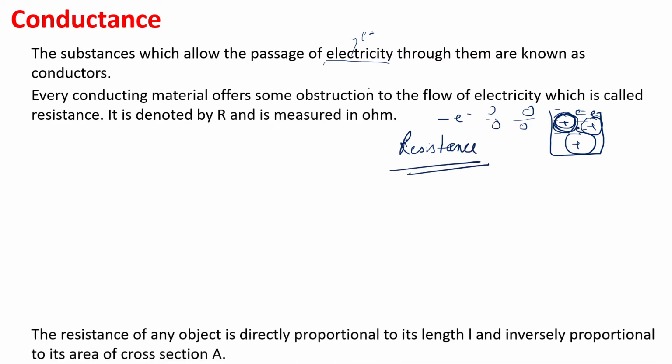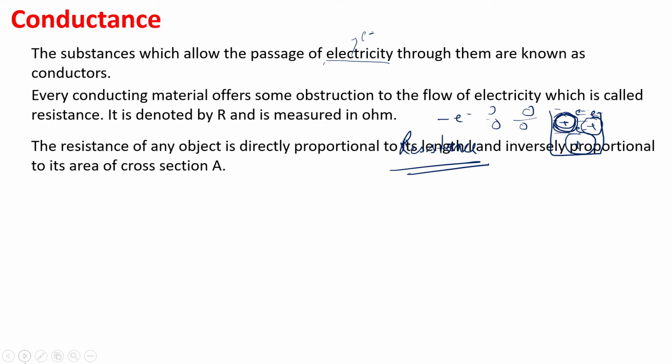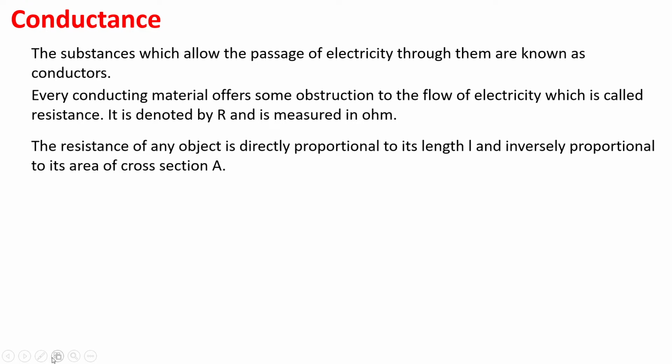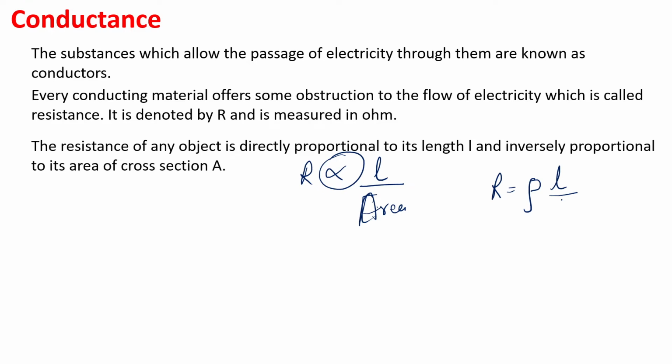How resistance is calculated, you have already studied in physics. Resistance in any object depends upon the length and area of the object through which the electrons are flowing. So resistance is directly proportional to the length and inversely proportional to the area. Removing this proportionality sign and putting a constant, R equals rho L over A, this constant is called the resistivity constant.